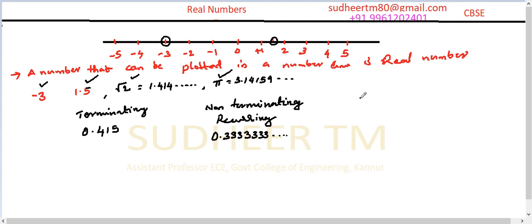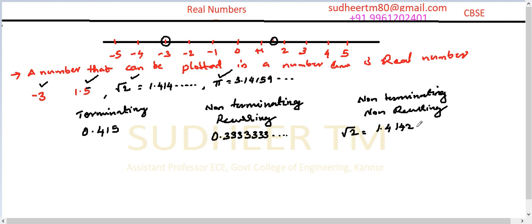And the third group is non-terminating and non-recurring. An example is our √2 value, 1.4142, etc. This number also is non-terminating and non-recurring.